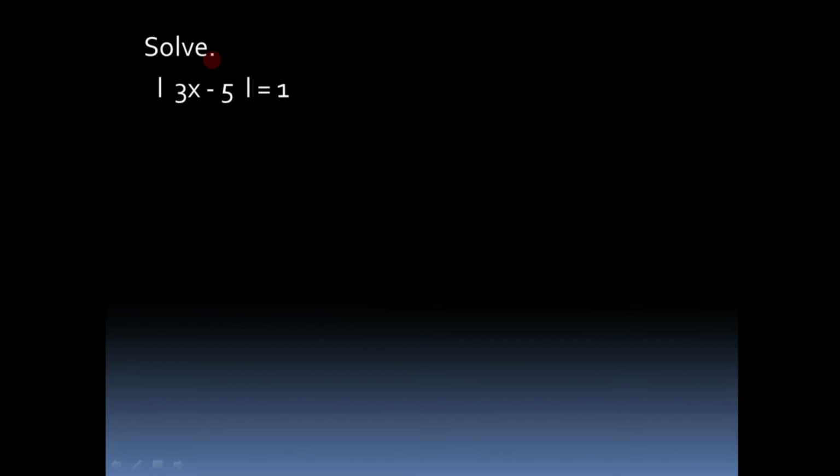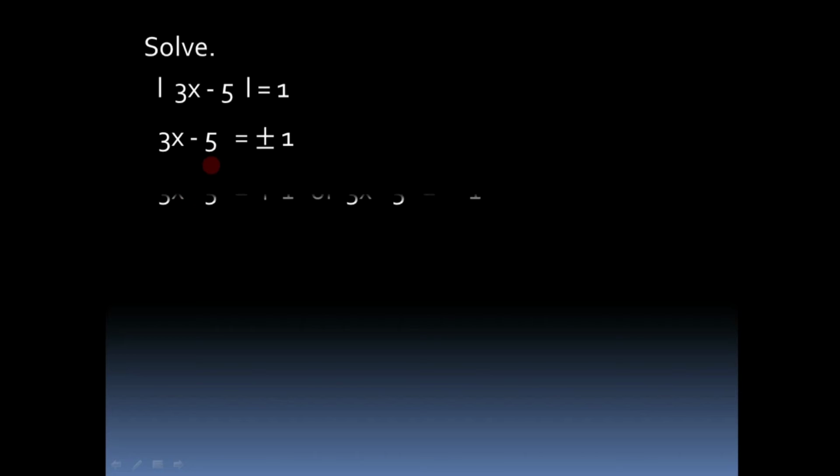Let us have another question. We have to solve modulus of 3x minus 5 is equal to 1. Now, as the expression 3x minus 5 is given inside the modulus sign, if we remove this modulus sign, both values can be possible. That means on the right hand side, it may be plus 1 or minus 1. So if we remove the modulus sign, we should consider 3x minus 5 is equal to plus or minus 1, because we have to consider both the values, positive and negative.